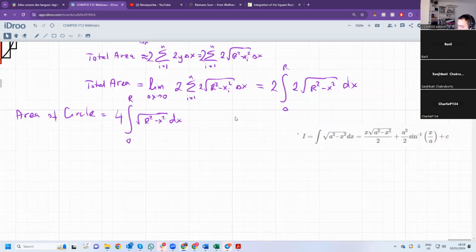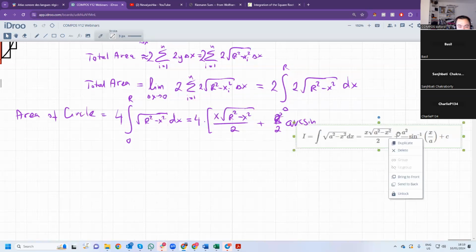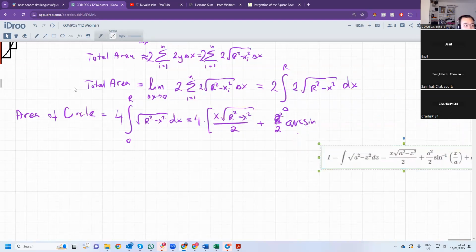We can interpret it here. We can put it as 4 multiplied by square brackets, x square root of r squared minus x squared over 2, plus r squared over 2, sorry, it's r squared over 2, arc sine of x over r, between limits 0 and r.